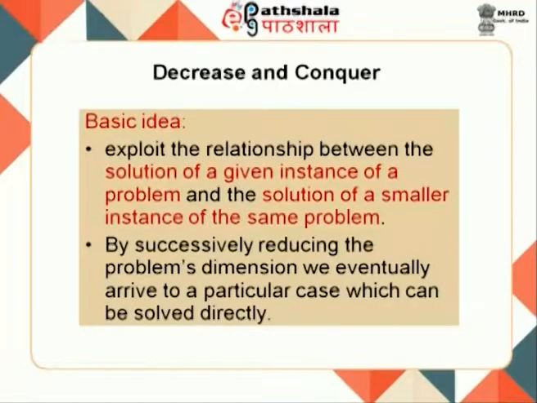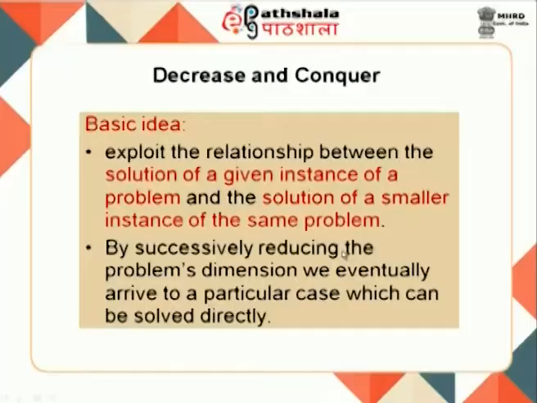Next we go to what is called decrease and conquer. Now, the basic idea is you exploit the relationship between the solution of a given instance of a problem and a solution of a smaller instance of the same problem. So, what are you doing? You are trying to say that if I find the solution for a smaller instance of the problem, I can apply it here, using the relation between them. By successively reducing the problem's dimension, we eventually arrive at a particular case which you can solve directly, without reducing it further.